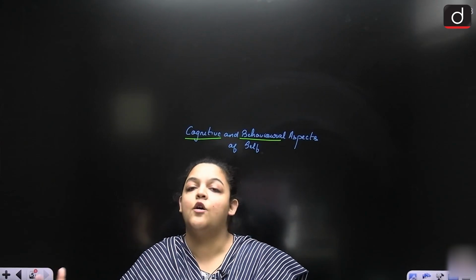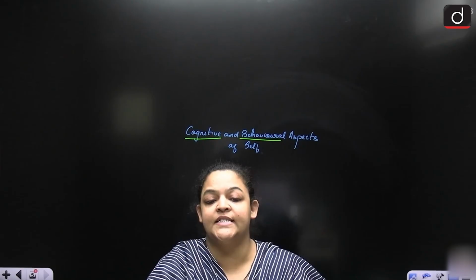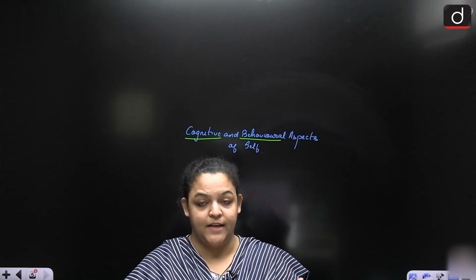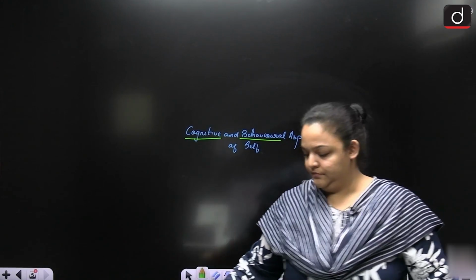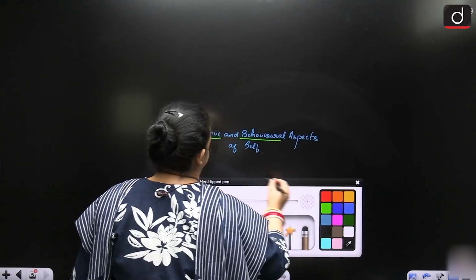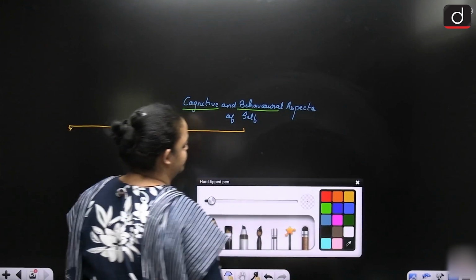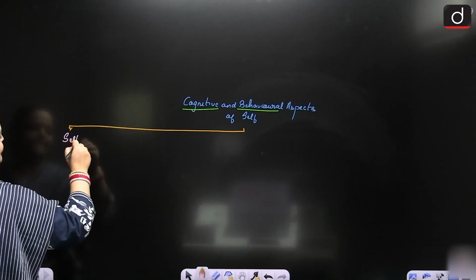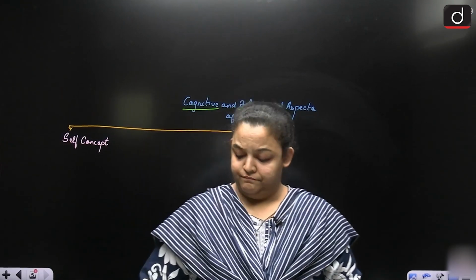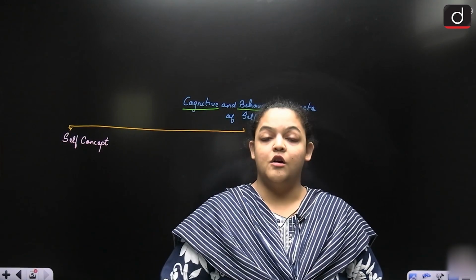Okay? And what are these cognitive aspects and behavioral aspects of self? The first one that we have to understand is self-esteem. Oh, sorry. The first one that we have to understand is self-concept, guys. Okay? What is self-concept? Now, the way we perceive ourselves and the ideas that we have about our competencies.